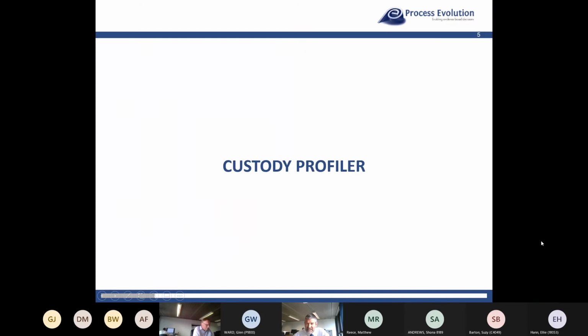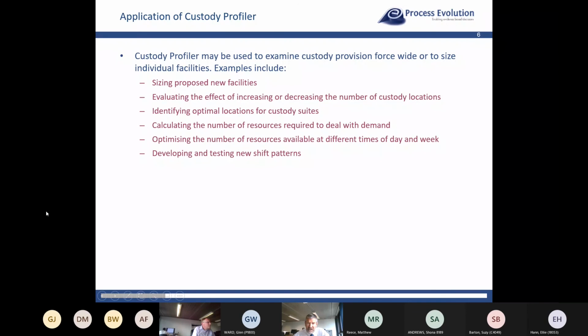Okay, so let's look at the custody profiler itself and the applications. Custody profiler may be used to examine custody provision force-wide or to size individual facilities. Examples include sizing your proposed new facilities, evaluating the effect of increasing or decreasing the number of custody locations that you have in your current force, identifying the optimum location for your custody suites, calculating the number of resources required to deal with the demand, optimizing the number of resources available at different times of the day and the week, and developing and testing new shift patterns.